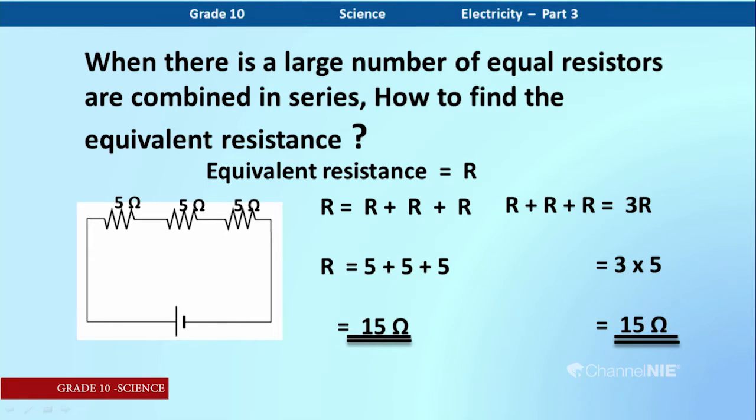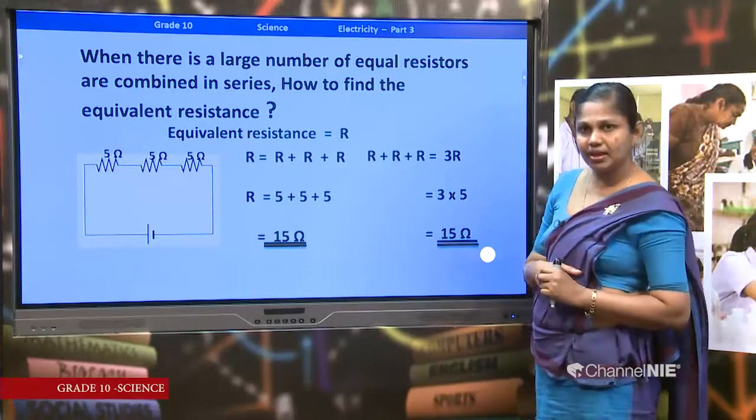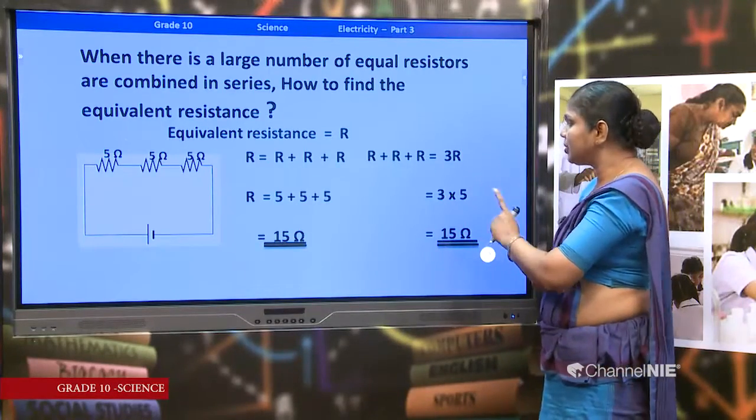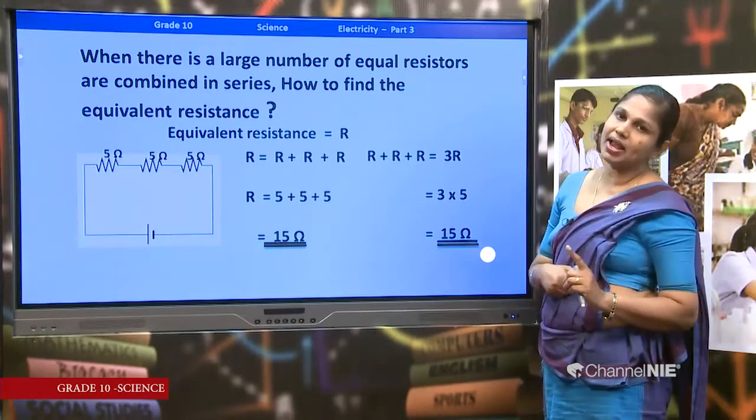Normally, the equivalent resistance of a series combination is obtained by getting the sum of all the individual resistors. Here, all resistors are equal, so the equivalent is 5 plus 5 plus 5. Instead of adding them one by one, children, we can multiply the number of resistors by the value of one resistor. See, the value of one resistor is 5. The number of resistors is 3. Then 5 into 3 also gives the equivalent.